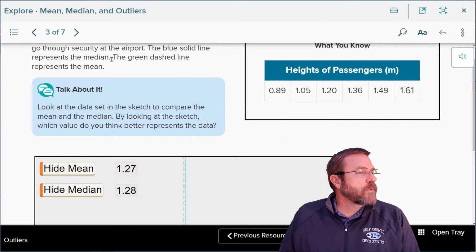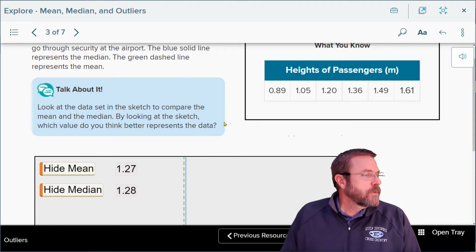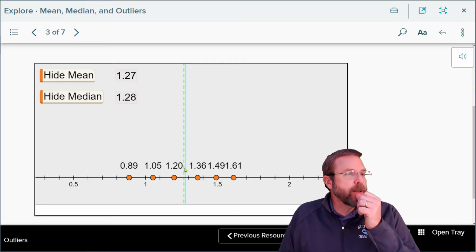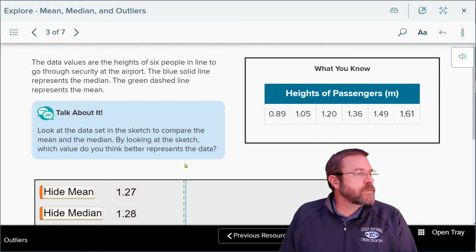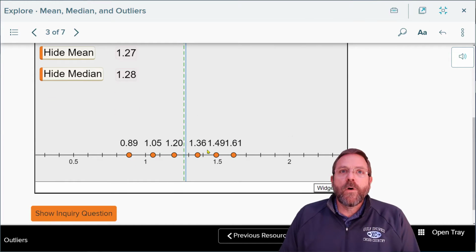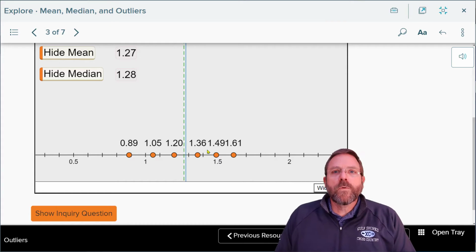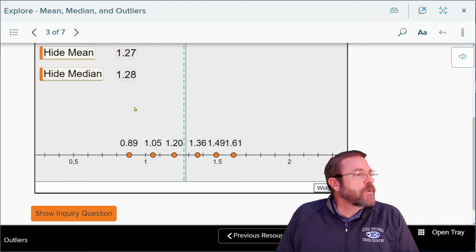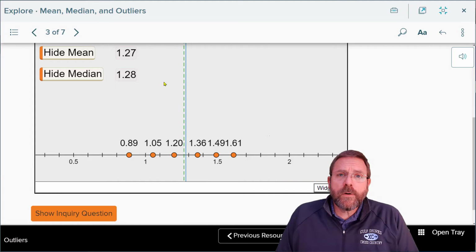The solid blue line represents the median, and the green dashed line represents the mean. If we scroll down here, you can see that the mean was 1.27, which was located right here. The median was 1.28, which is our blue line right here. Just taking a look at those, I don't think any of those numbers are going to be an outlier. They all look pretty well grouped together, pretty close and easily connected. So this is a data set that does not have an outlier, and you can see that the mean and the median are pretty darn close to each other.